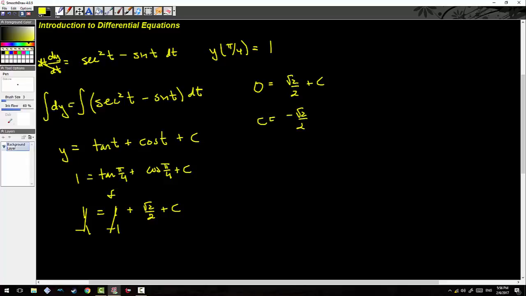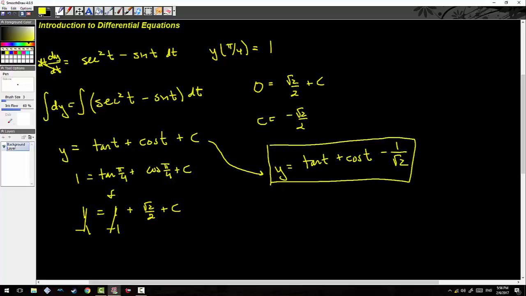So again, how does this help? Well, it means that the original function here that passes through the point pi over 4, 1 is going to be tangent of t plus cosine of t, not plus c anymore, but rather minus 1 over rad 2. I'll put him in there this time. That way he doesn't feel left out.